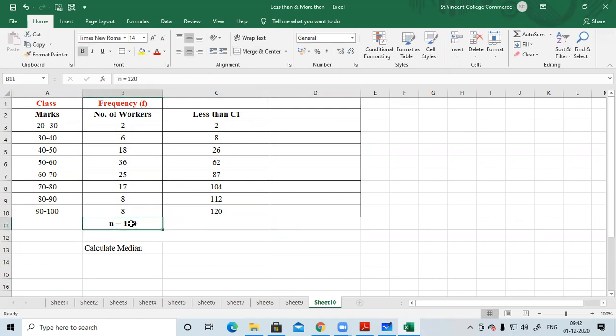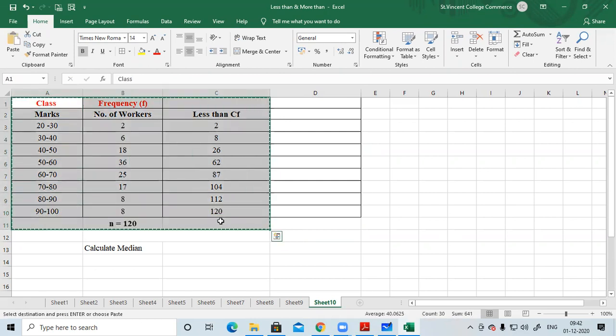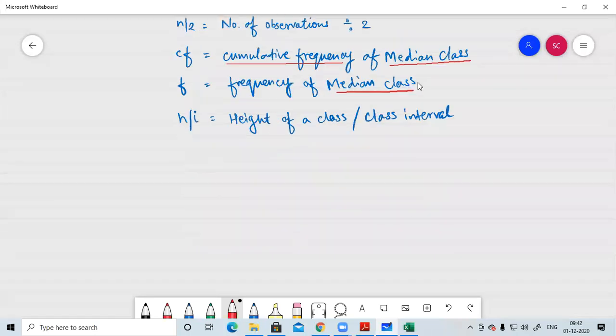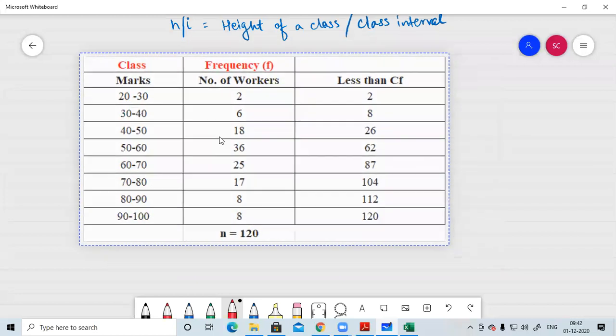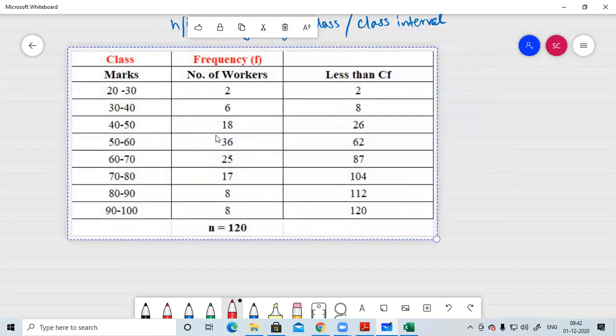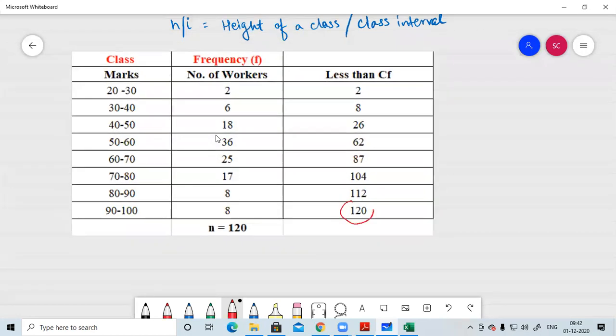And you know what? You don't always have to add to find n. Why don't we have to add to find n? Because you're doing less than cumulative frequency. If you remember, when we were doing classification of data, I told you the last frequency of the cumulative frequency column is always equal to n. And when it is greater than, the first or topmost one is equal to n. Did you get the question?